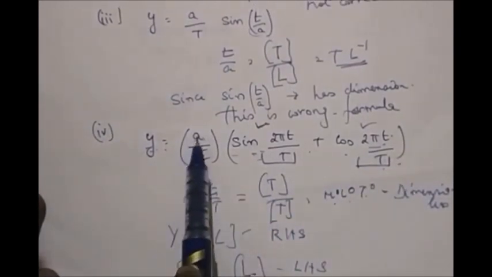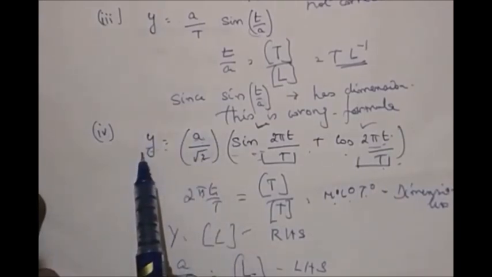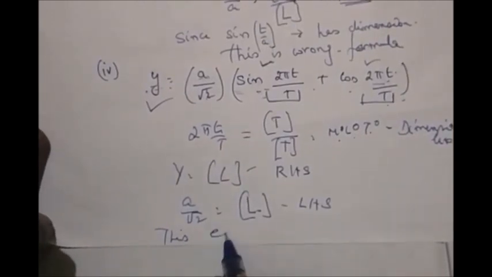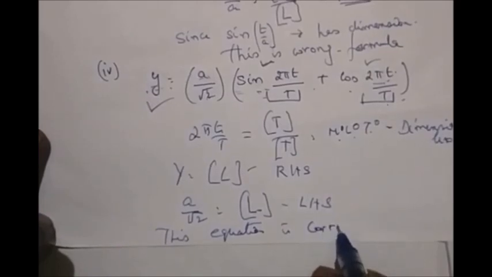So this equation is correct. Y equal to a upon under root 2: this also has dimension L, this also has dimension L, and this entire thing is dimensionless. So this is a correct equation. Please make sure first of all to see what is there inside the sine term.